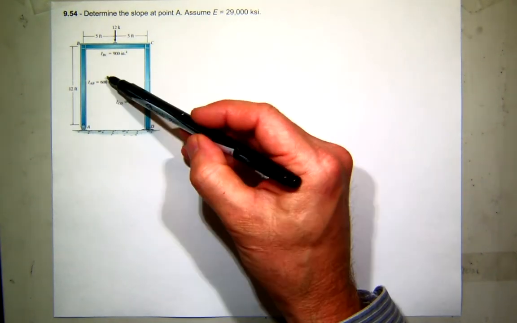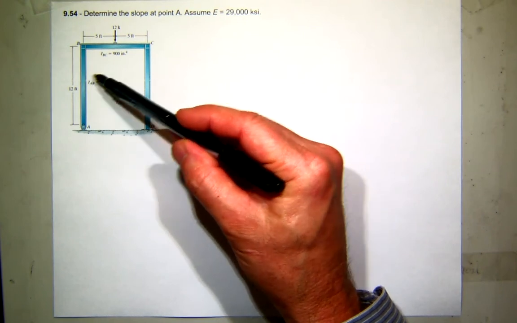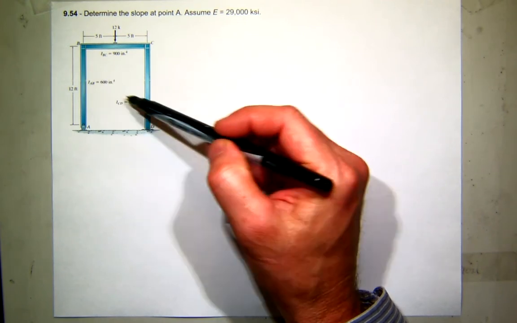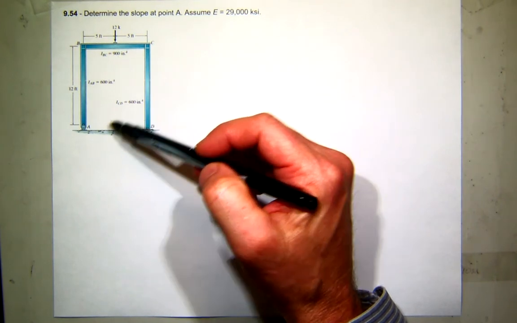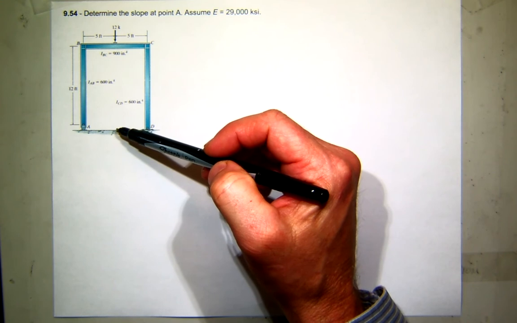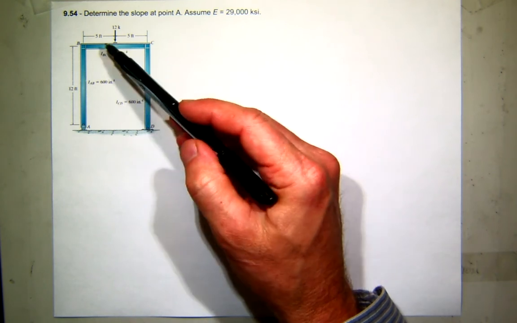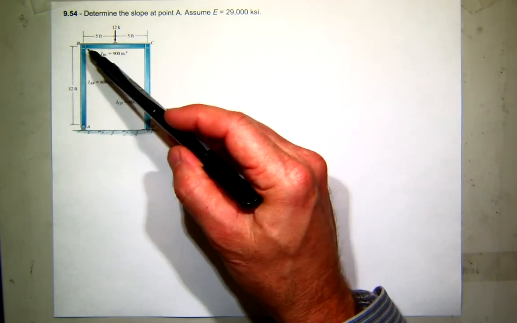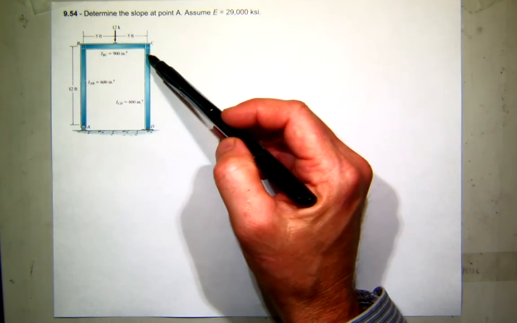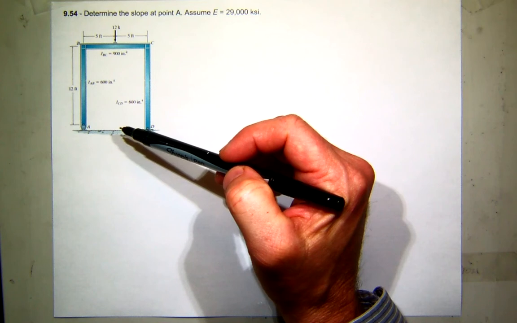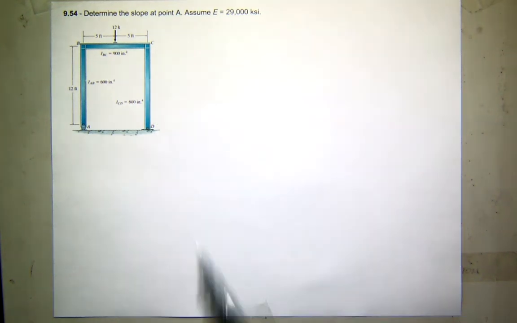Also notice that the moment of inertia values in the columns are 600, but the beam is 900. So we'll have to keep track of that too. Also, we have a load right here in the middle, so we'll have to write two equations for the real moment up here from B to C. So let's start with that.